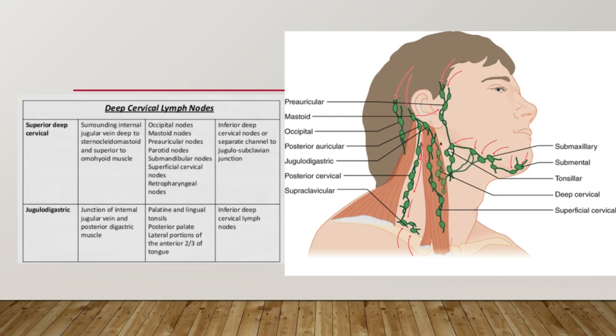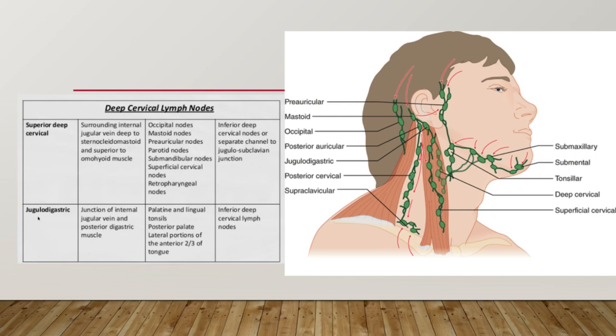From the superior deep cervical lymph node, the drainage goes again inferiorly into the inferior group of cervical lymph nodes. So all this region first flows into the superior deep cervical lymph nodes, and from the superior deep cervical lymph nodes they drain to the inferior deep cervical lymph nodes.